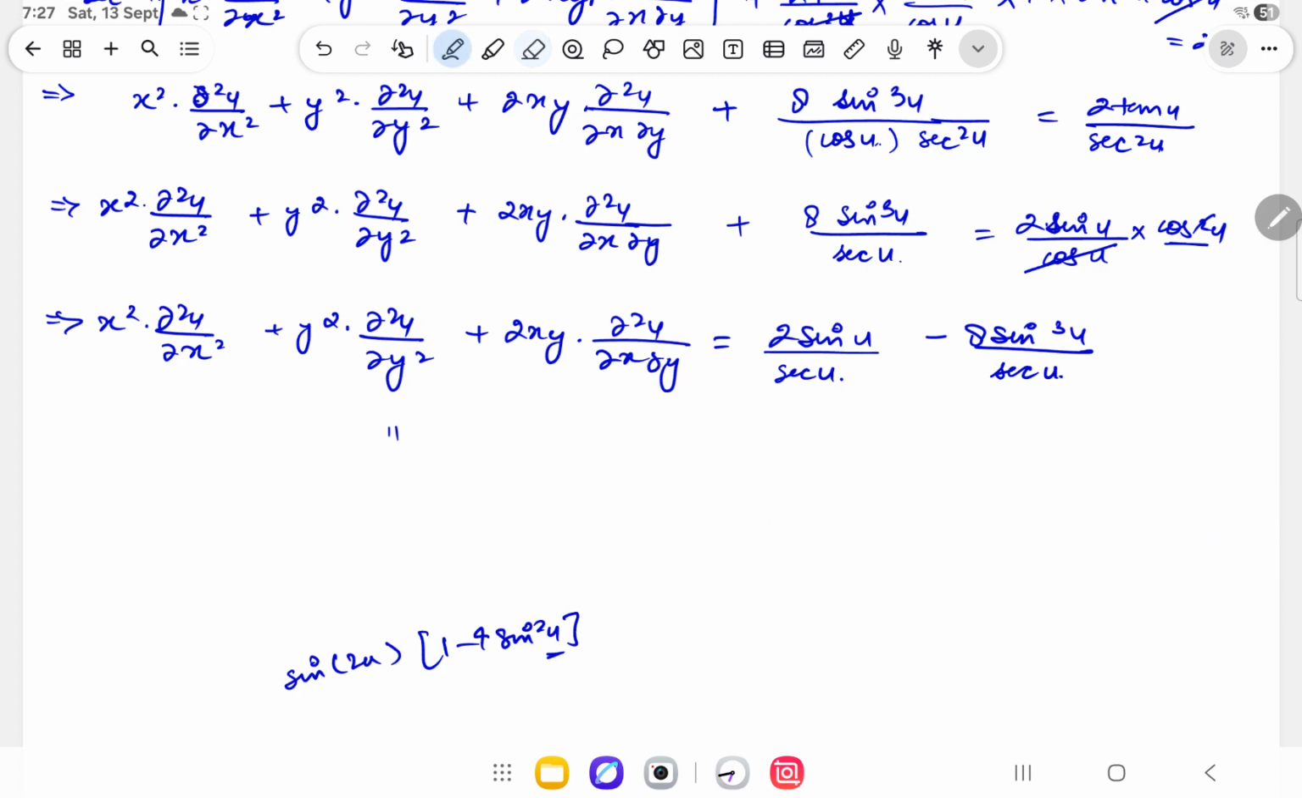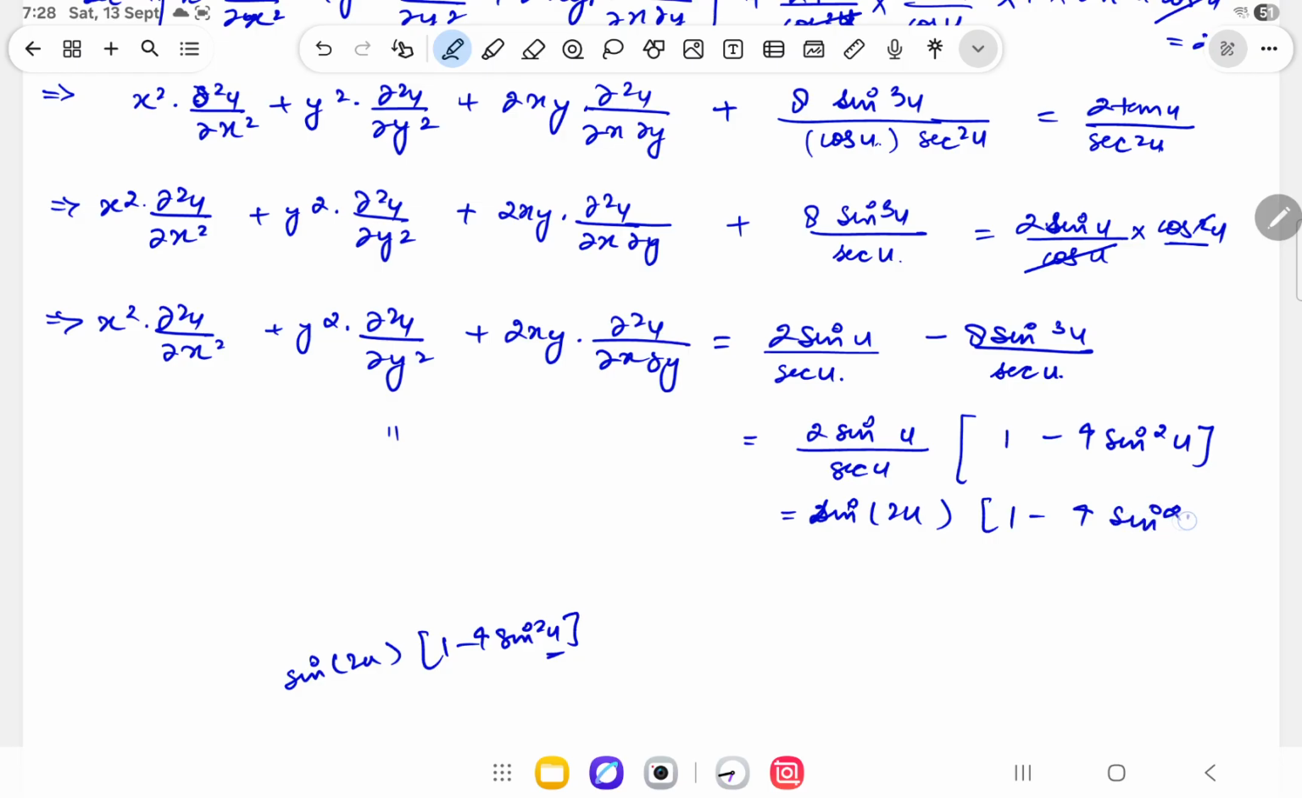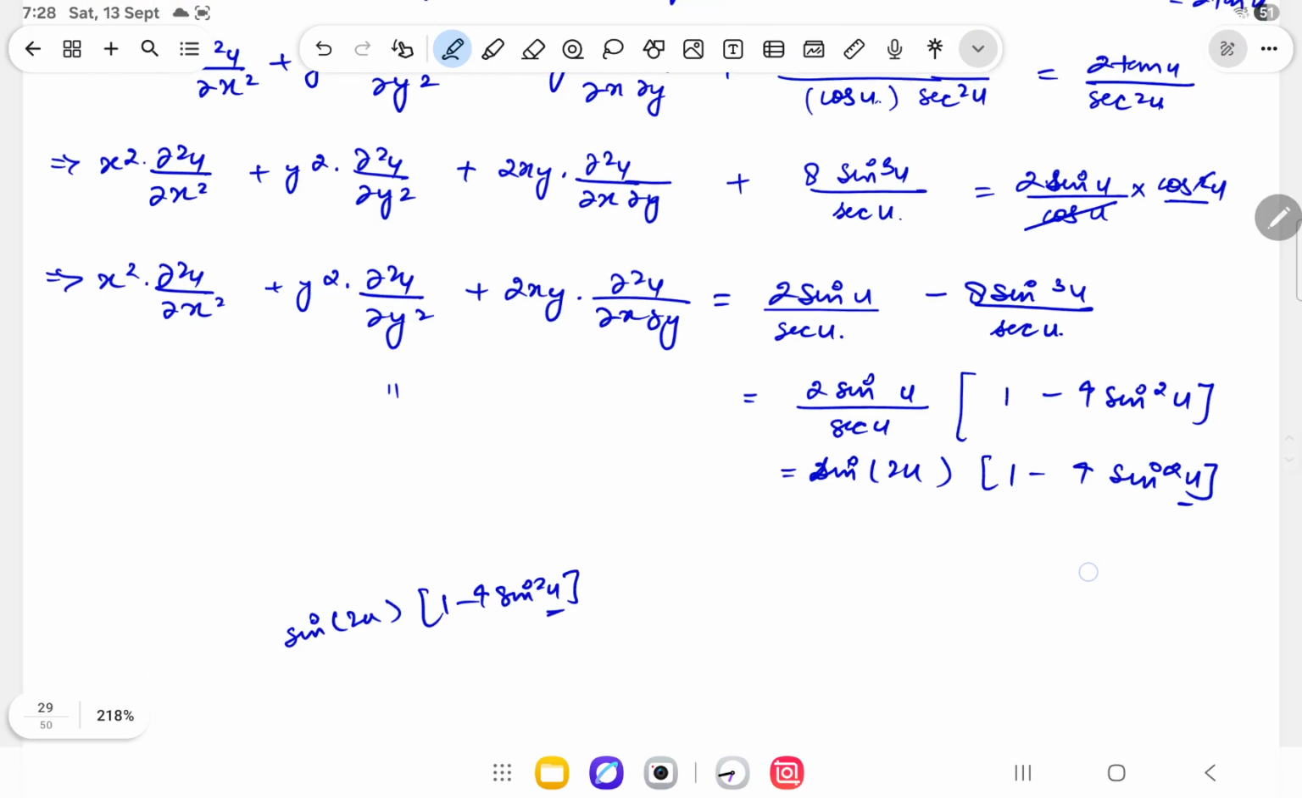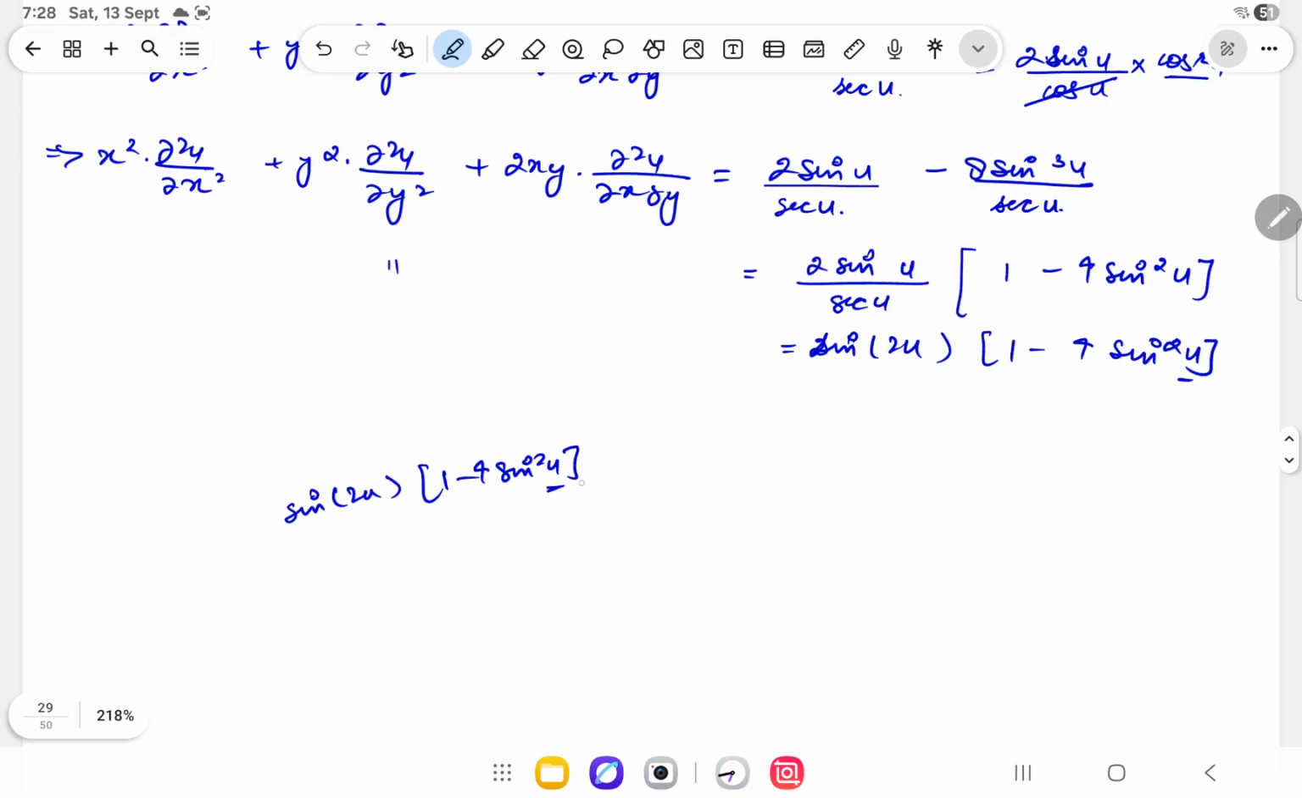So this term is basically equal to, I can take 2 sine u by sec u common, so I'll be left with 1 minus 4 sine square u. So this thing is equal to 2 sine u cos u, that is sine 2u into 1 minus 4 sine square u. So this is what we are supposed to prove.